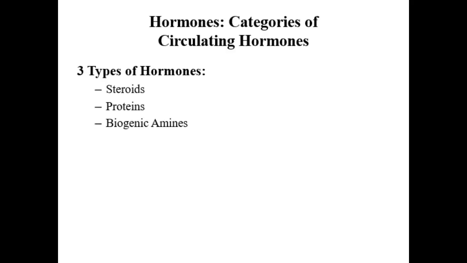Looking at the three different types of hormones, we have steroids, we have proteins, and we have biogenic amines, three different categories, and they're all structurally different. When they're structurally different, that really dictates how our hormones travel throughout our body as well. So it's very important to understand what the differences are between these three different categories.